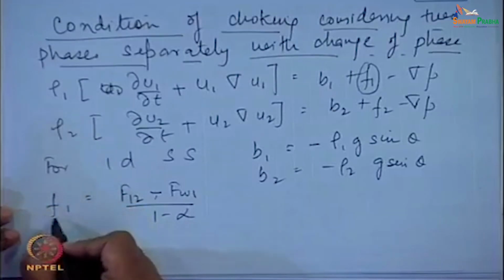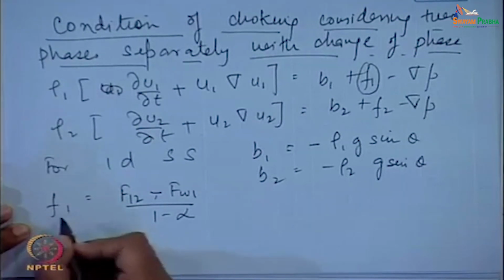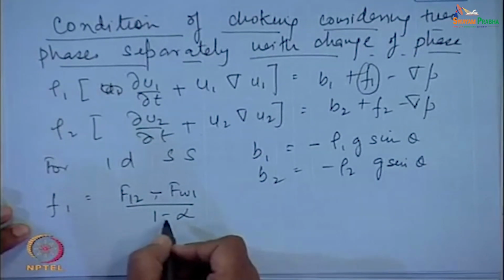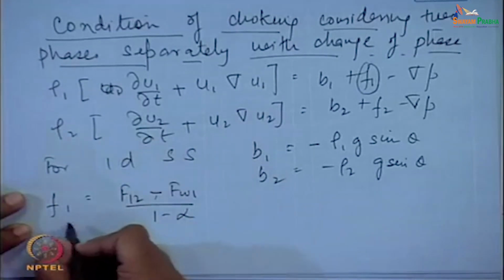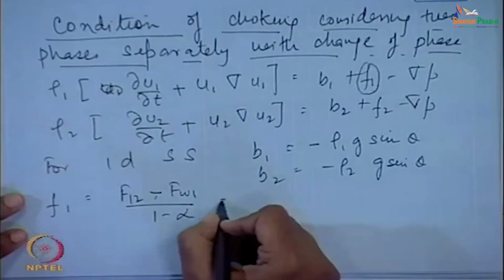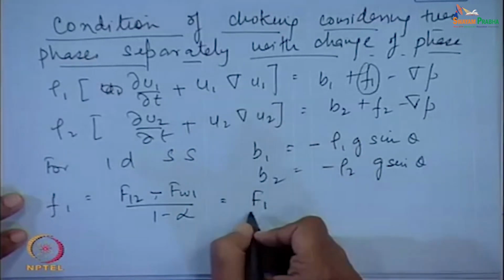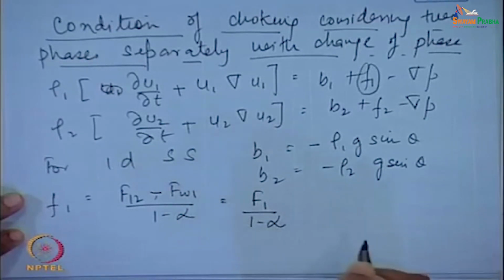Out of this, how much of fluid 1 is there? Alpha amount is fluid 1 minus alpha amount is fluid 2. So, therefore, if the effective force per unit volume of fluid 1 is F1, then per unit volume of the total two phase mixture, what will it be? It will be say F1 by 1 minus alpha, is it not? So, per unit volume of the two fluid mixture was taken as capital F1, where this one was F1 by 1 minus alpha. Did you get my point?